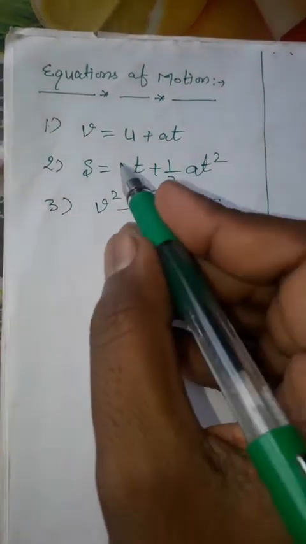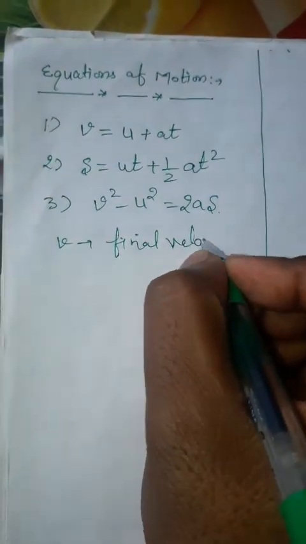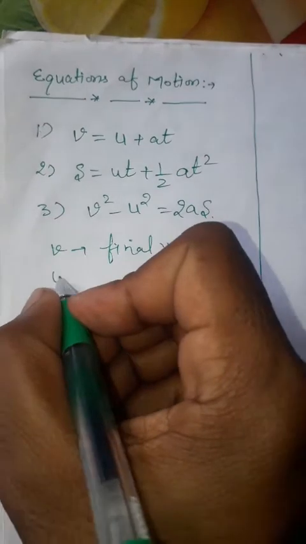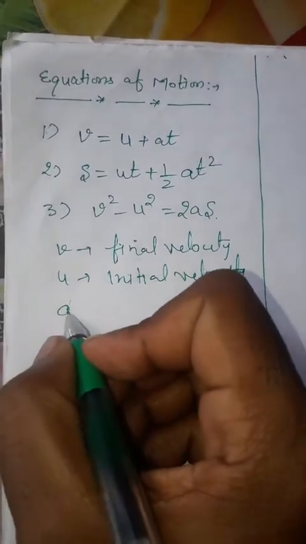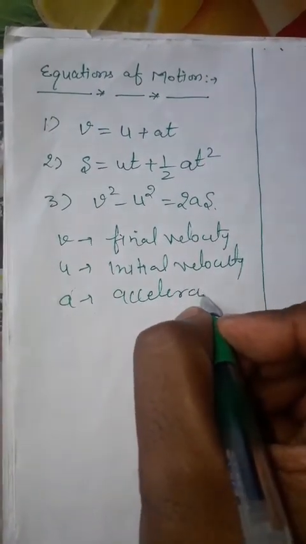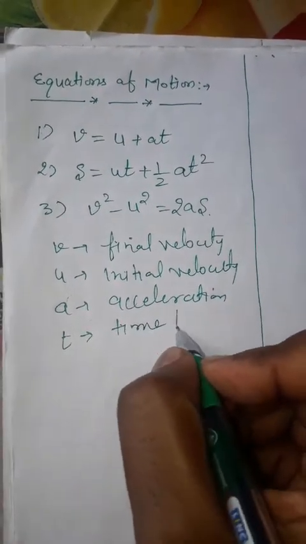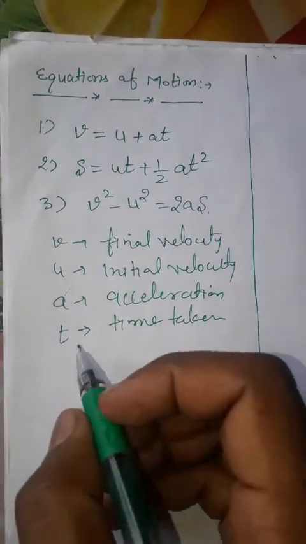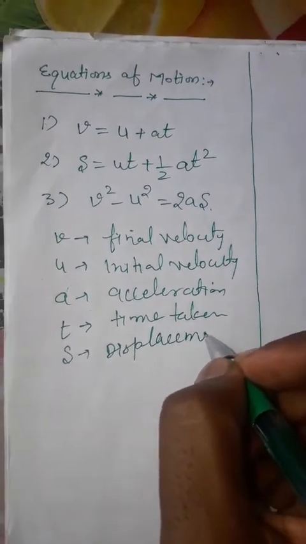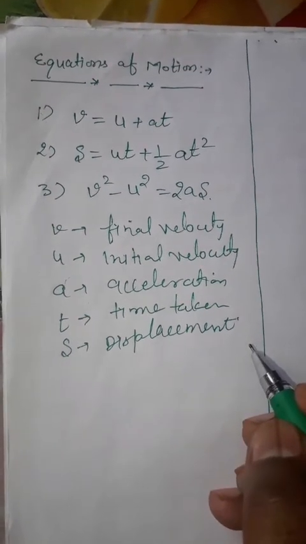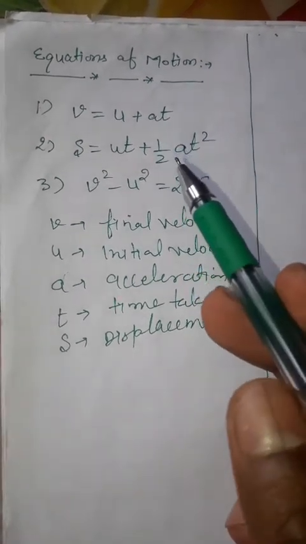Okay, in these equations v is final velocity, u is initial velocity, a is acceleration, and t is time taken, and s is the total distance or the displacement traveled by the object.